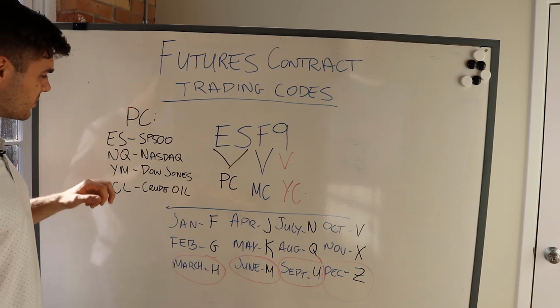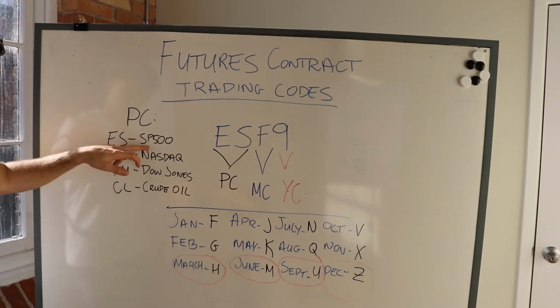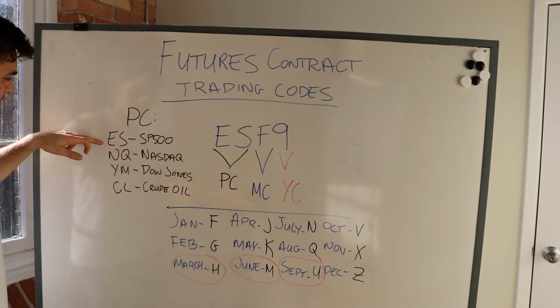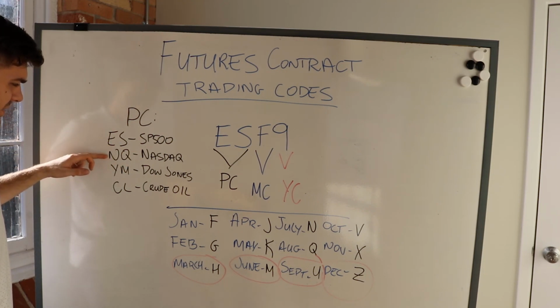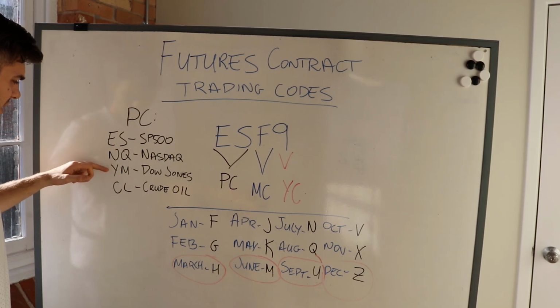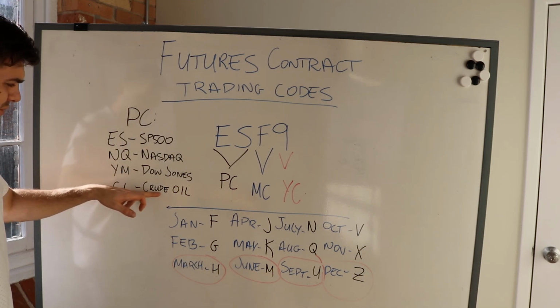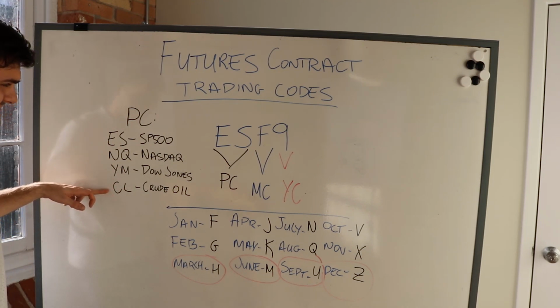So your product codes, some of the main markets here, S&P 500 futures, the product code is the ES. For your NASDAQ, your product code is NQ. For the Dow Jones, your product code is YM. And crude oil product code is CL.